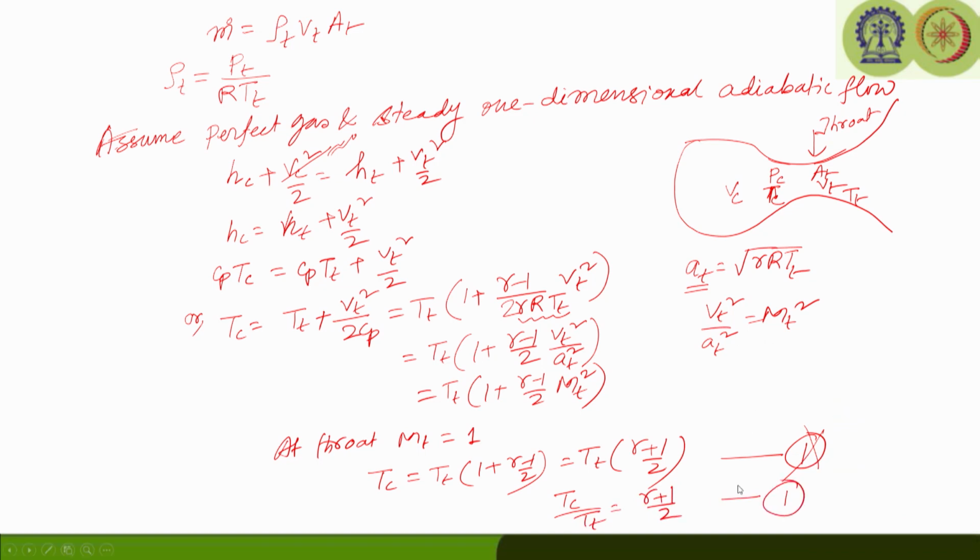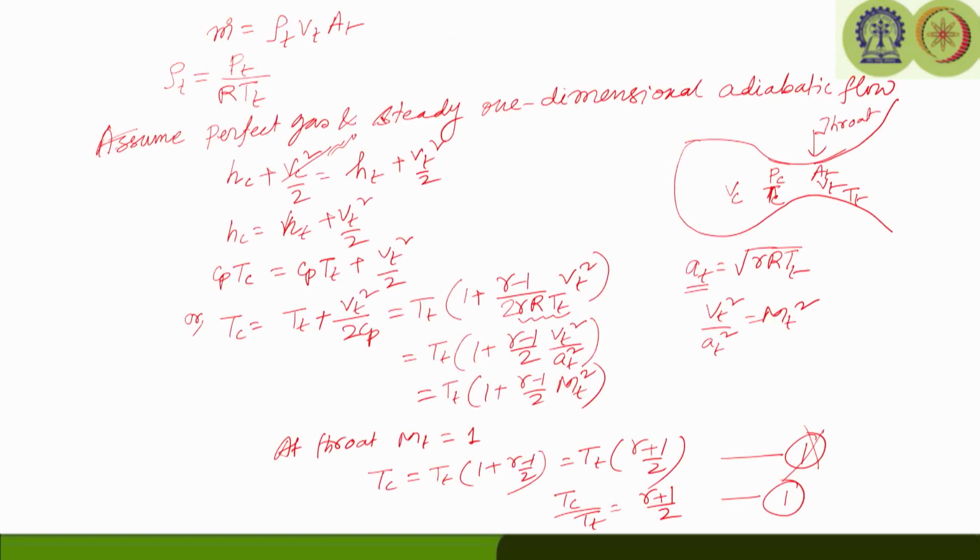Now, let us go to the next equation, which is the isentropic expansion process in the nozzle. We say P c by P t equal to T c by T t to the power gamma by gamma minus 1, and we can call this equation 2. Now, let us go back and look at this mass flow rate equation.